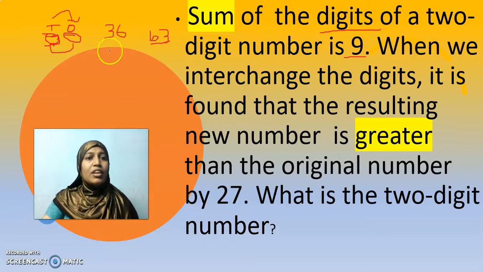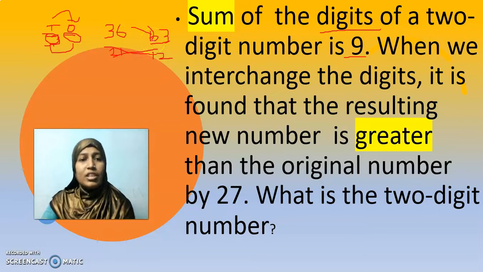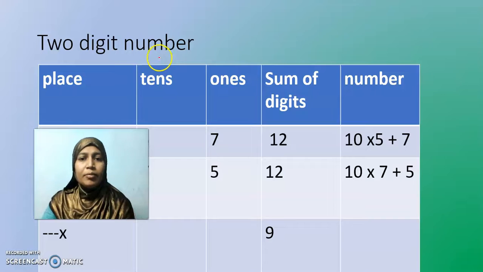If I have the number 21, if I interchange this number, it becomes 12. It is smaller than this number. But we are going to come across this situation only and not that situation. Okay, we are going to find a 2-digit number. If I interchange, it is greater. Okay, see here.